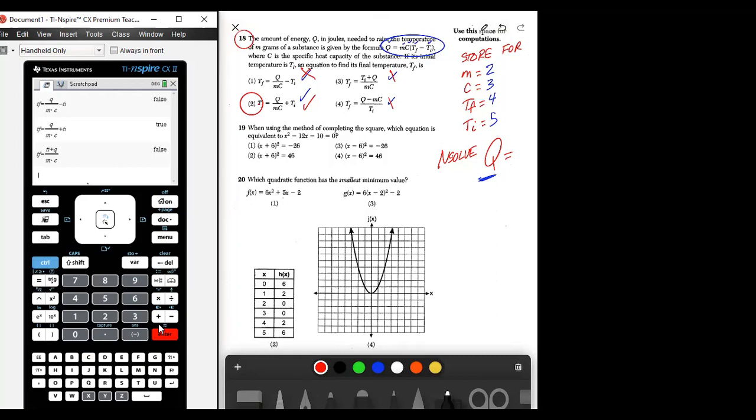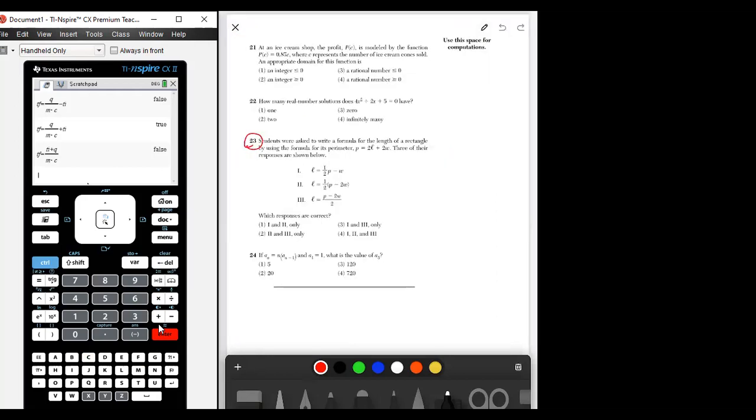Now I'm going to do one more example, and then I'm going to shut this down. This one came from the benchmark, and a lot of the students missed it, so I wanted to go over it. Again, we've got 3 letters here: L, W, and P. We're going to store for L and W, then nSolve for P, and store that number into P. Same thing as we did before. We're going to let L equal 2, W equal 3, and then solve for P.